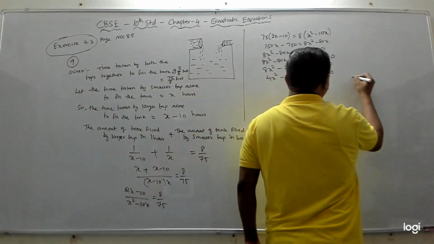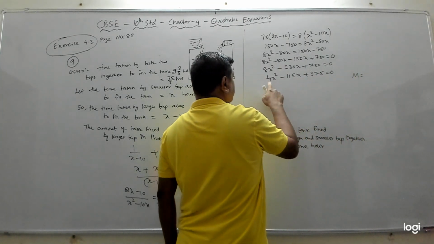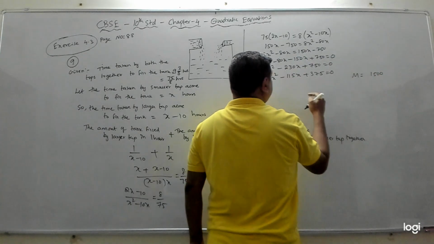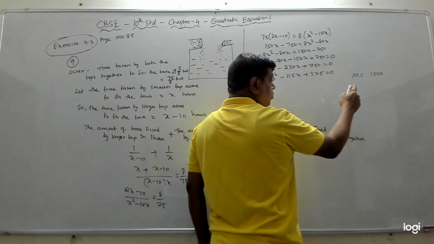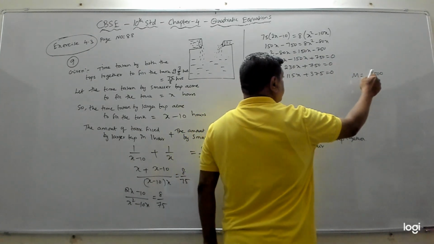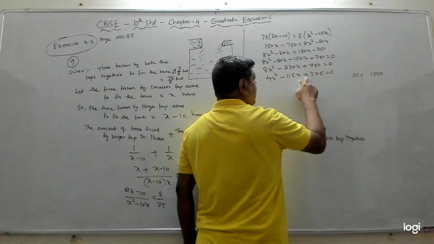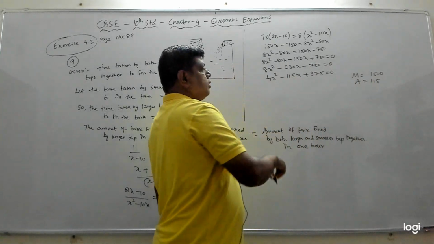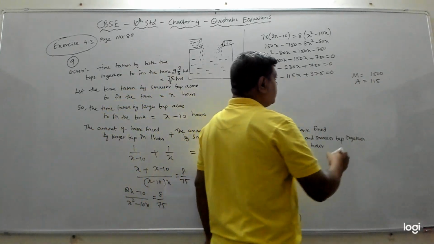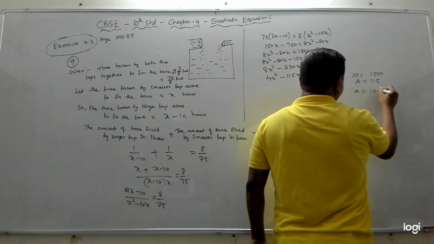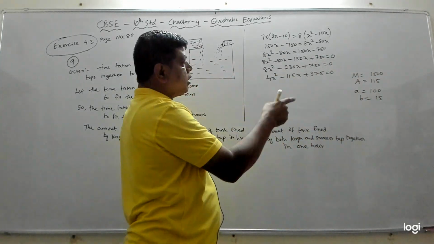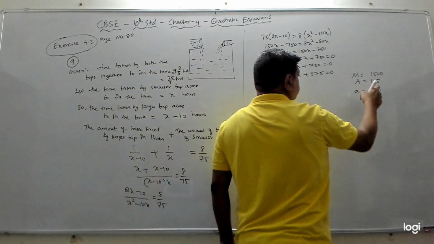So what is the rule? If I multiply, I should get 4 into 375. 4 into 375 is 1500. I need to find two numbers such that when I multiply the two numbers, I should get 1500. The same two numbers, if I add, I should get 115, this number. So what are the two numbers? The two numbers will be a equal to 100 and b equal to 15. So 100 into 15 is 1500, and 100 plus 15 is 115.